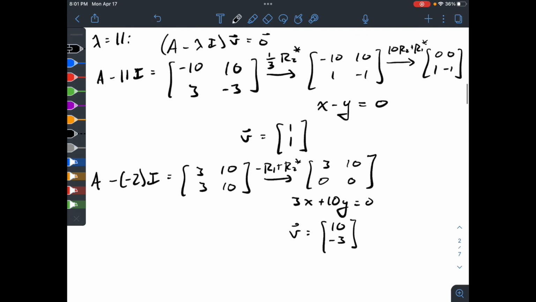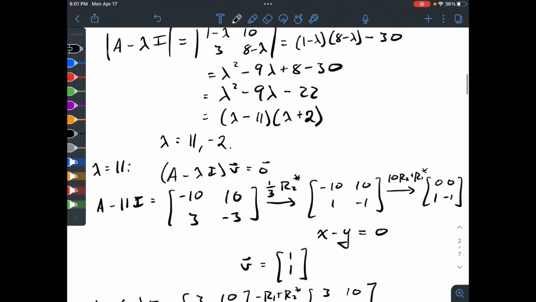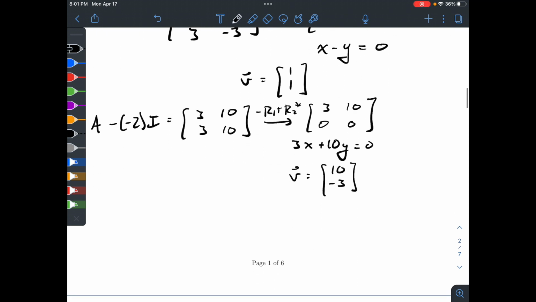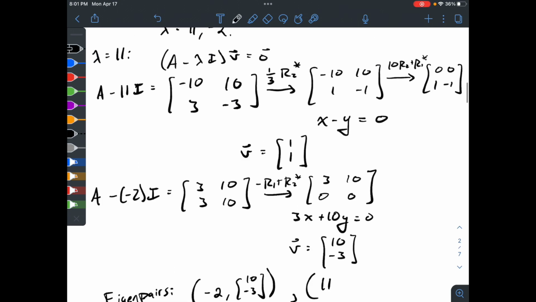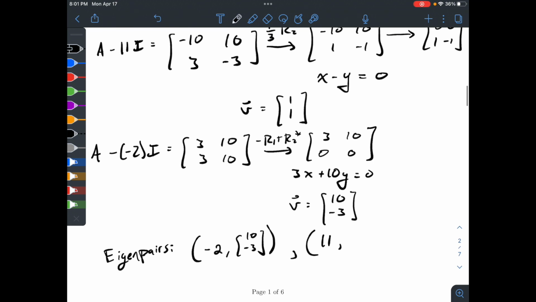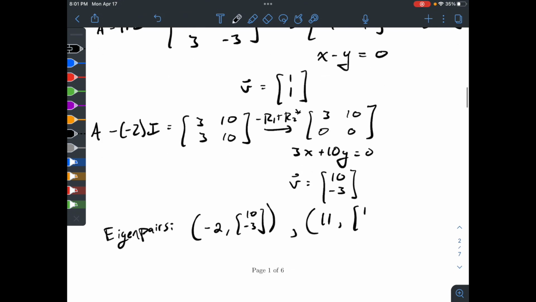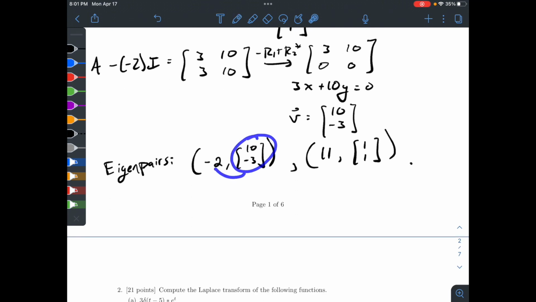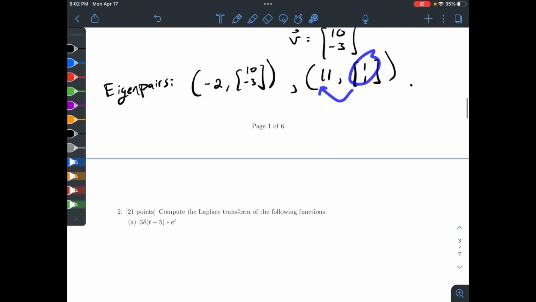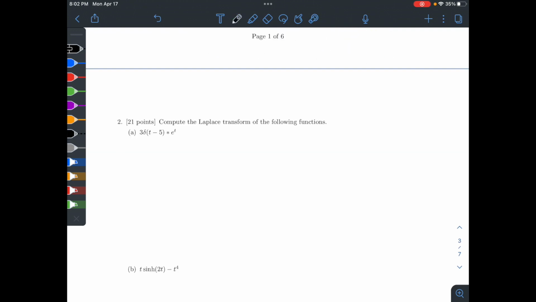So those are your eigenvalues and eigenvectors. If you want to be more specific about the eigenpairs, -2 goes with the vector (10, -3), and then the eigenvalue 11 goes with the eigenvector (1, 1). Because the order matters, like this eigenvector is attached to that eigenvalue. Same with this thing over here. All right, anyway, moving on.